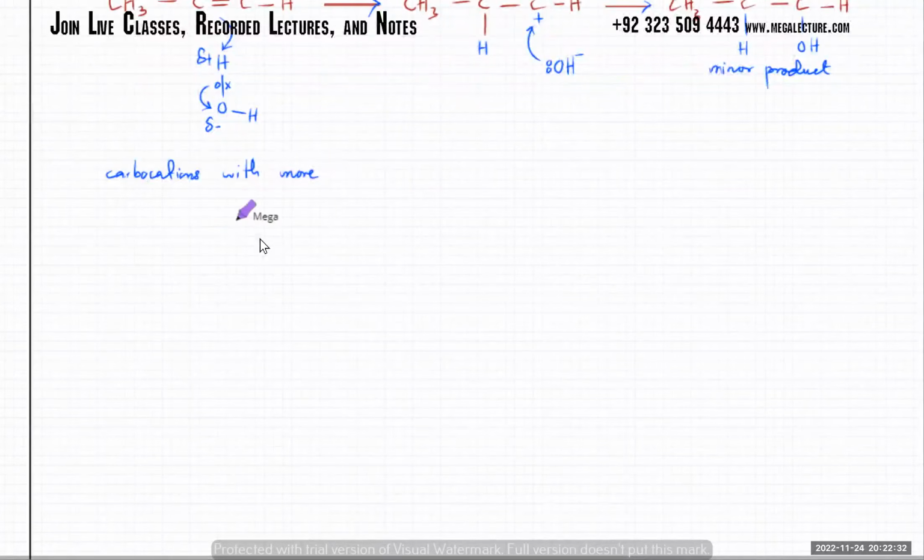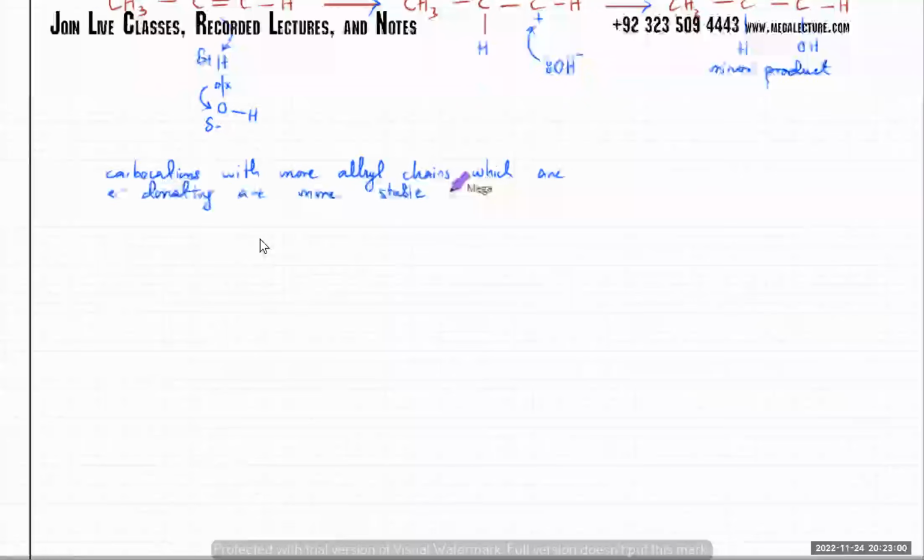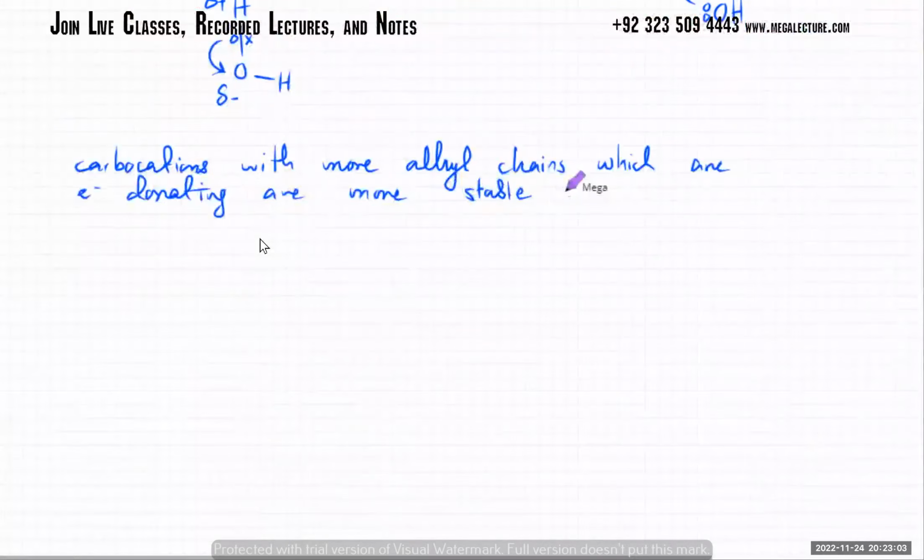And are more likely to be formed with more alkyl chains, which are electron donating. Remember, they're going to ask you for this. Why are electron donating groups more stable? So what does that actually mean? Carbocations with more alkyl chains, which are electron donating, are more stable and more likely to be formed.